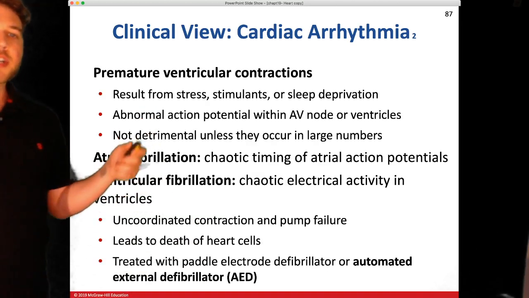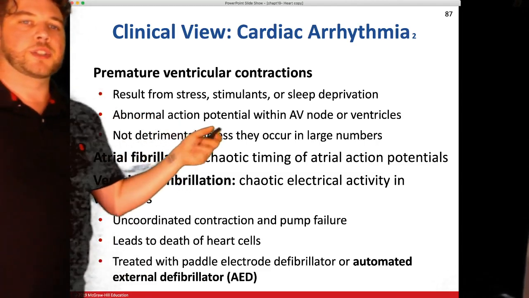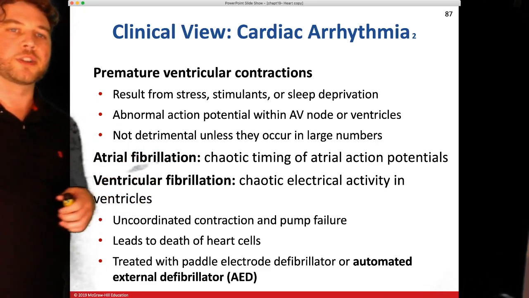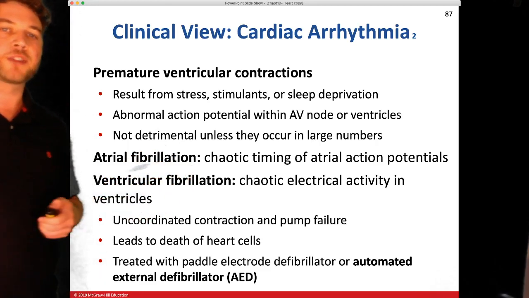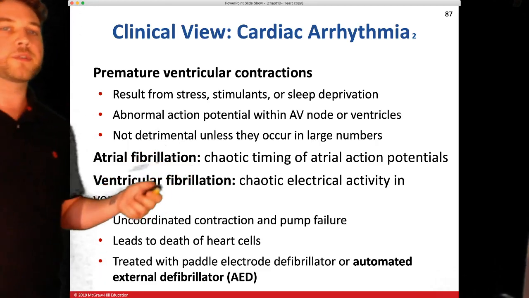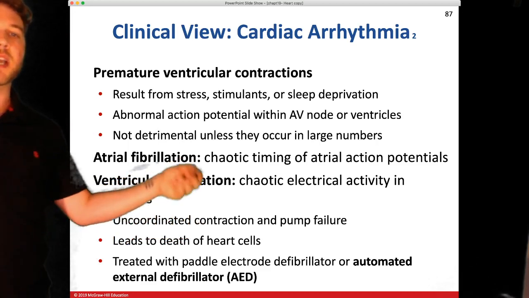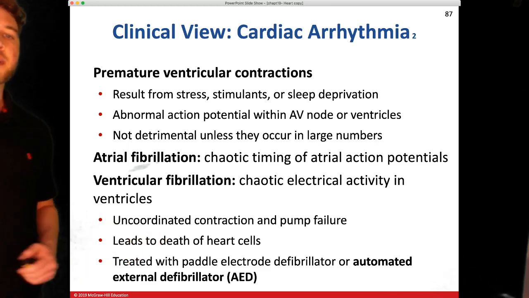Premature ventricular contractions result from stress, stimulants, or sleep deprivation. They are abnormal action potentials within the AV nodes or ventricles, not detrimental unless they occur in large numbers. Your atrial fibrillation is chaotic timing of atrial action potentials. Ventricular fibrillation is chaotic electrical activity in the ventricles. So fibrillation means chaotic timing, basically. Uncoordinated activity leads to death of heart cells, and it is treated with a defibrillator.